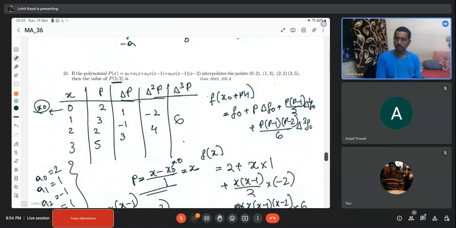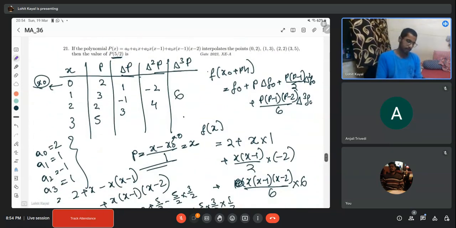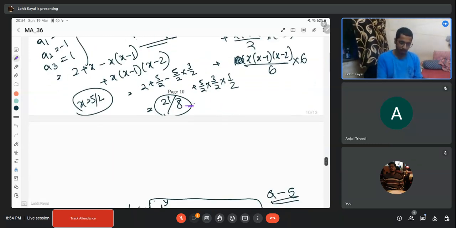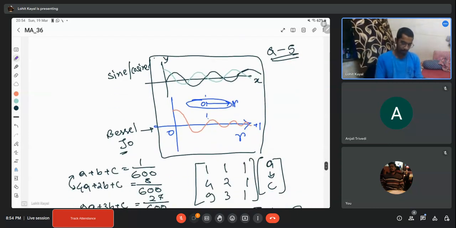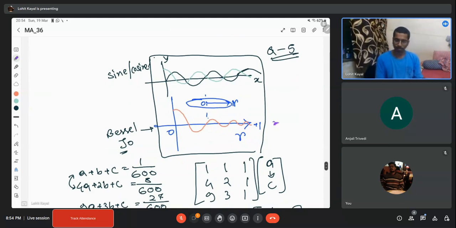This is also a similar kind of problem. You need to calculate a difference table, and you will get this constant value automatically, and then you need to find p of 5/2. Just substitute x equal to 5/2 in the polynomial expression, and you will find this is the answer. Currently, check this, but I'm not sure if it is correct or not. Kindly check it. And this is the Bessel function that I was talking about.